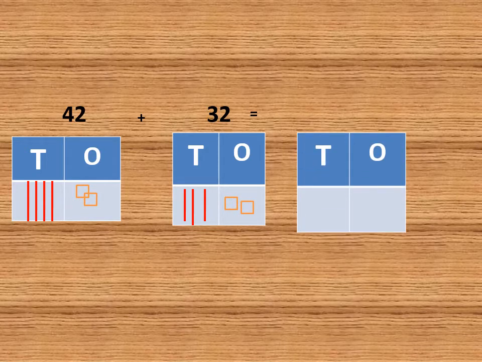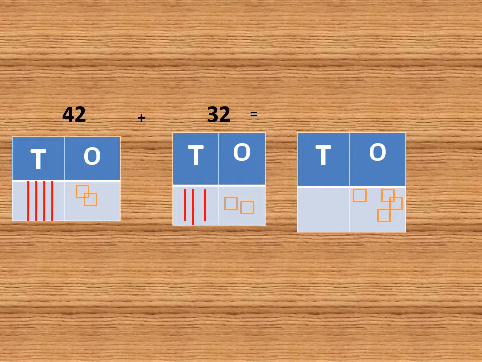Let's add ones and ones. How many ones in 42? I have 2 squares in ones here. And in 32, there are 2 ones. In all, I have 4 small squares. So I drew 4 small squares in ones.